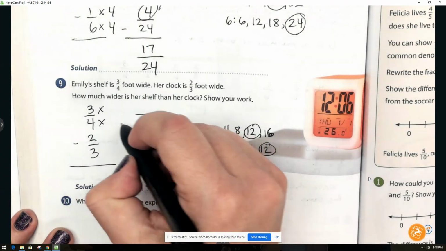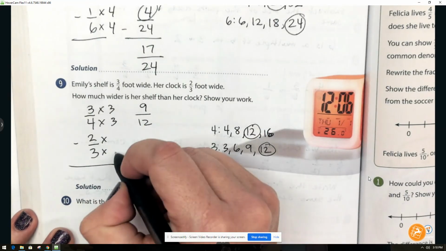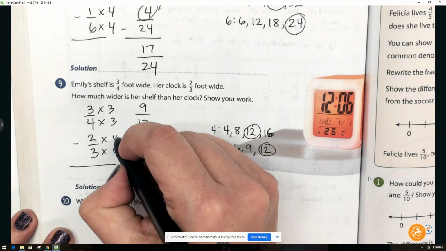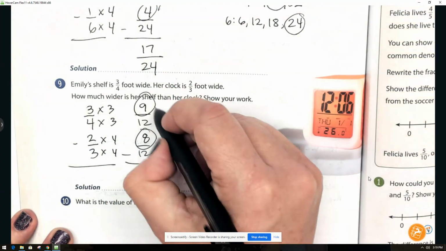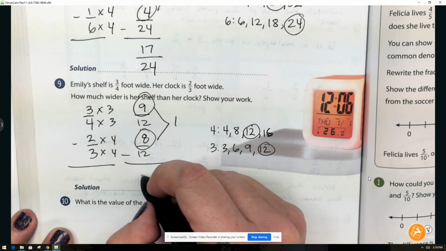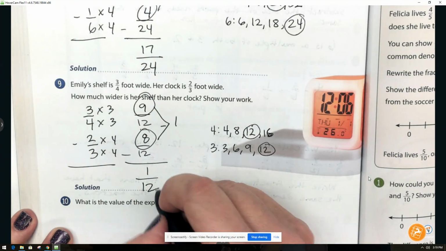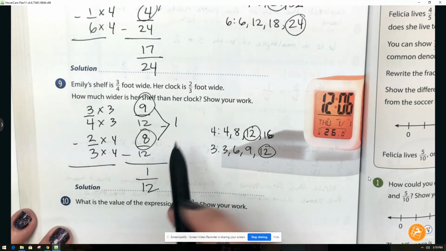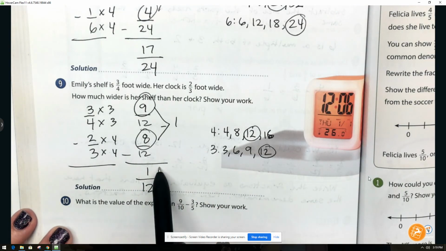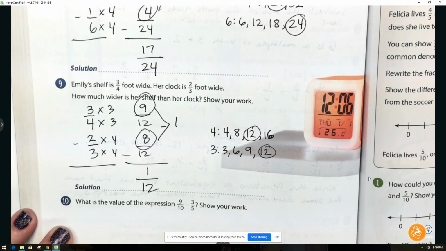Then we're going to turn them both into equivalent fractions, multiplying both the numerator and the denominator by the same amount. And then finally, we're going to subtract our two numerators to get our new numerator, and then our denominator stays the same. So on number 9, 3/4 minus 2/3 is 1/12 after we make our equivalent fractions.